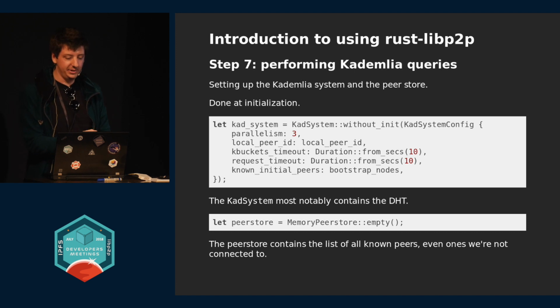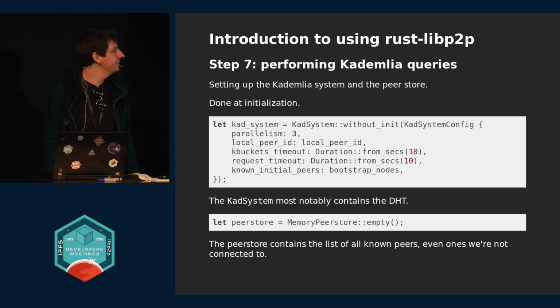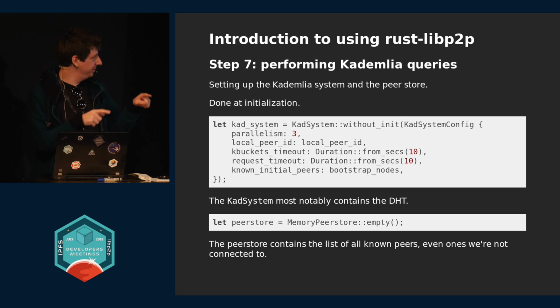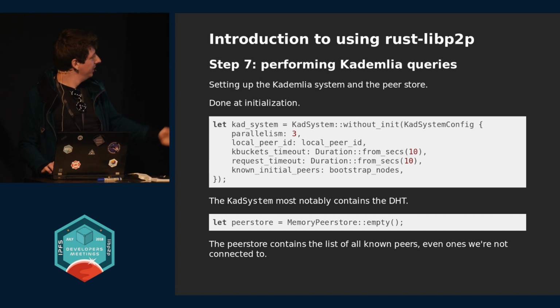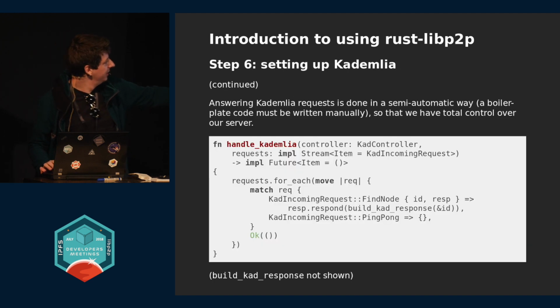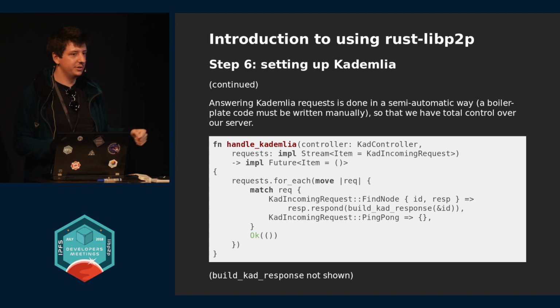So far, we only handled Kademlia for incoming connections, but we also want to perform queries ourselves. So for this, we create a Kademlia system. We pass some configuration, the timeouts, the bootstrap nodes, so that it knows what to dial first. We have to create a peer store, obviously, in order to handle requests. This is something I didn't show here, but the build response is a function that also uses a peer store in order to build a response for an incoming Kademlia request.